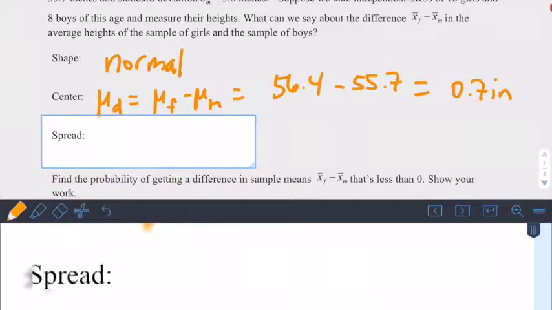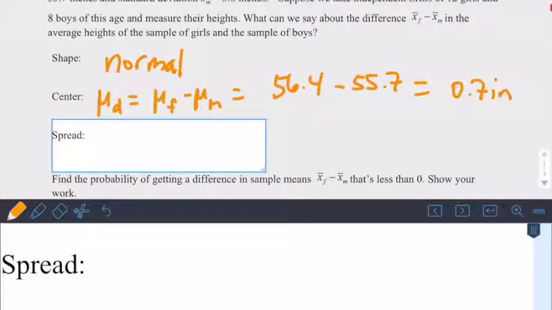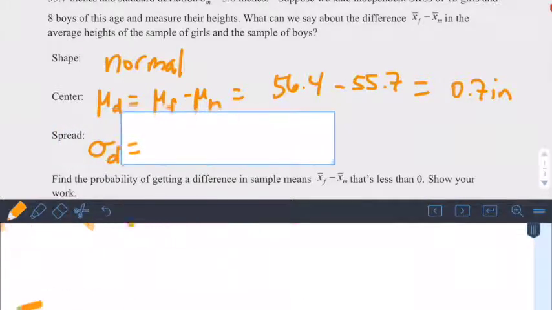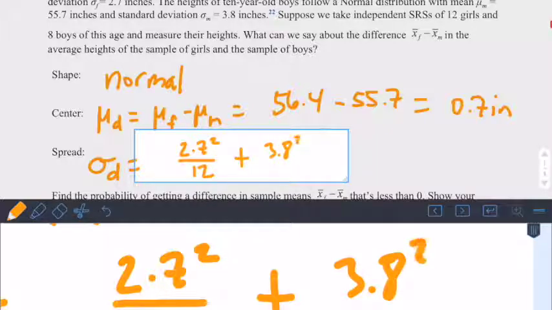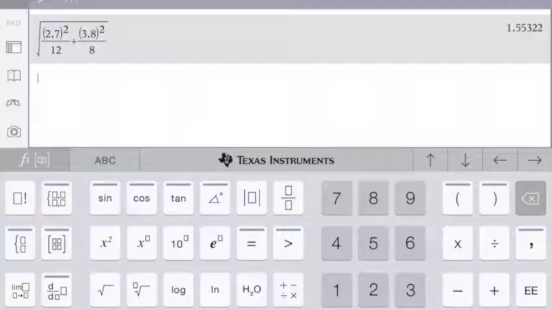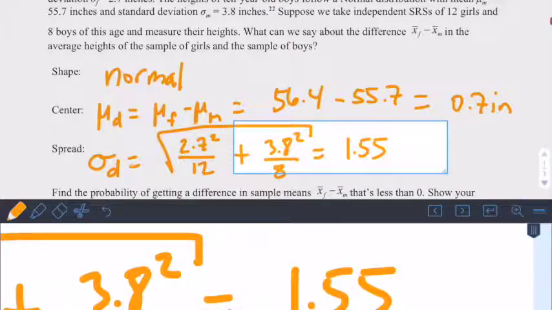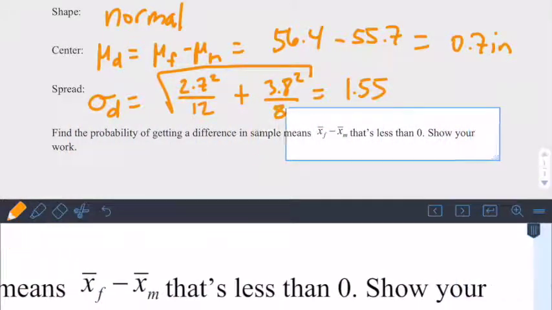Okay, and then the spread of the distribution, remember from our transformations, even though we're subtracting, we add our variances. So our standard deviation of the difference will be the square root of 2.7 squared over 12 girls plus 3.8 squared over 8. So this is 1.55. Okay, we want the probability of getting a difference in sample means that's less than 0.